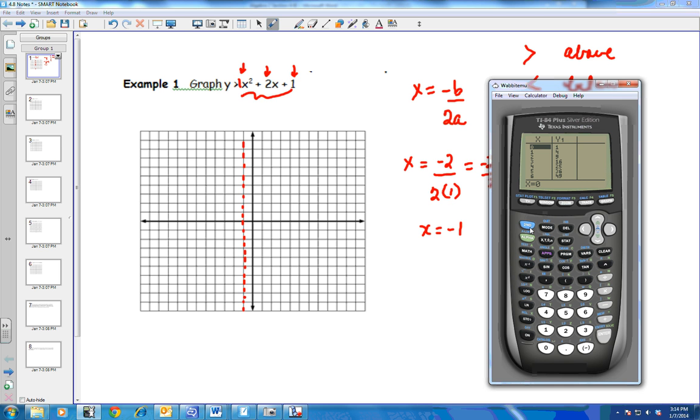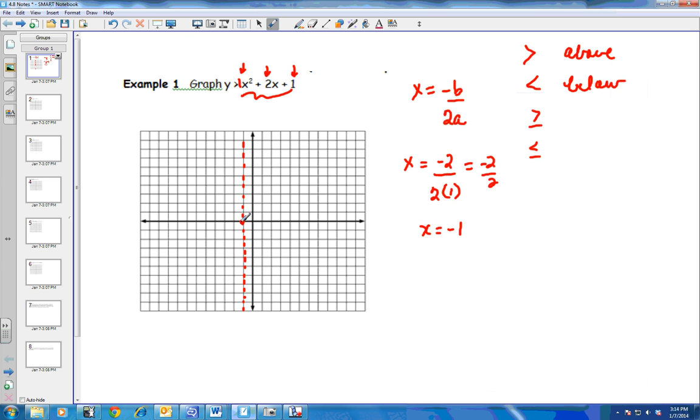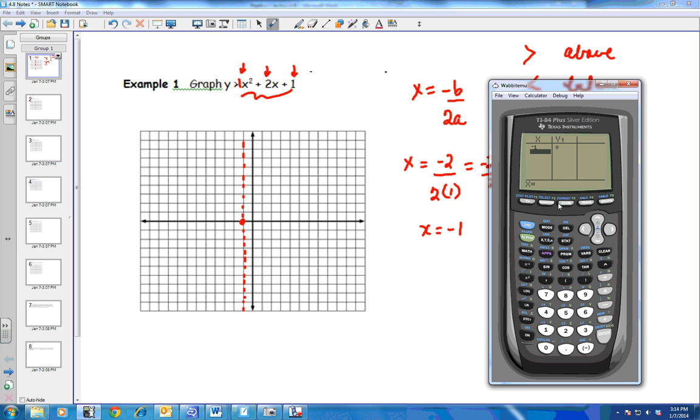Oh, let me fix this real quick. Table set. All right, so I'm going to hit second graph on my table. I'm typing in negative 1, and it is 0. So here's my vertex right here, negative 1, 0. And we always want to use that as our starting point. So I'm going to hit my graph button. We want to graph this in our standard viewing window, so just hit zoom 6.